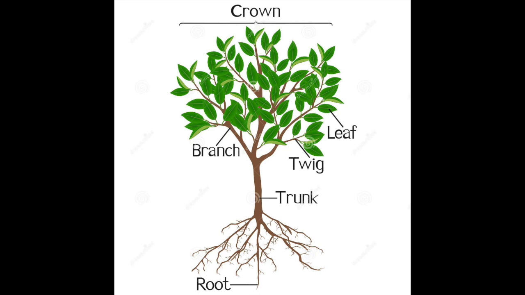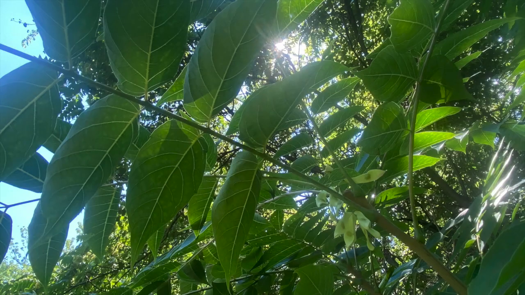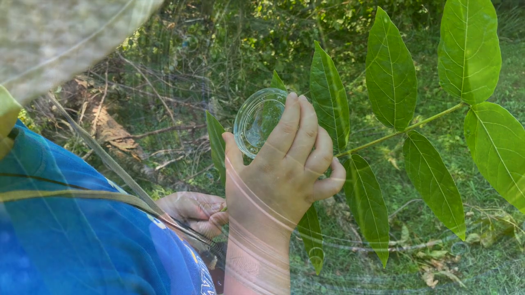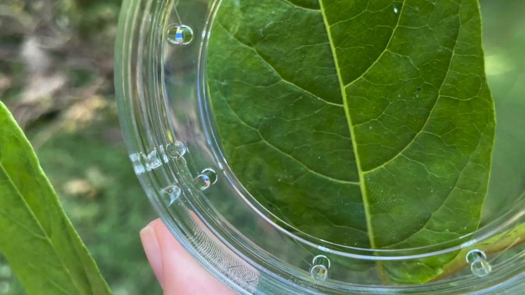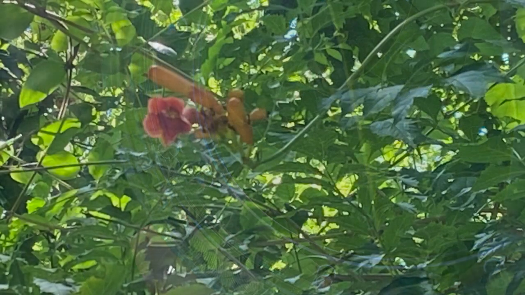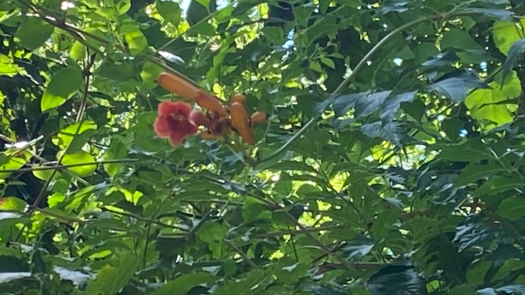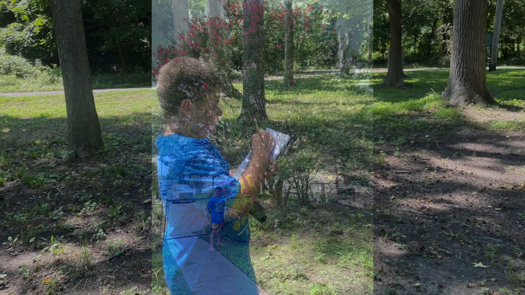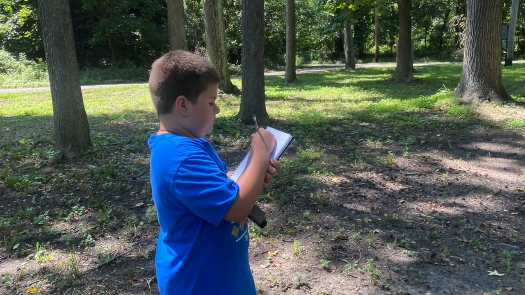All trees have these parts: roots, a trunk, branches, twigs, leaves, and a crown. You can also identify trees and plants by their leaves. Use your magnifying glass to get a closer look. And you can identify plants and trees by flowers that grow on them as well. Don't forget to record your findings.